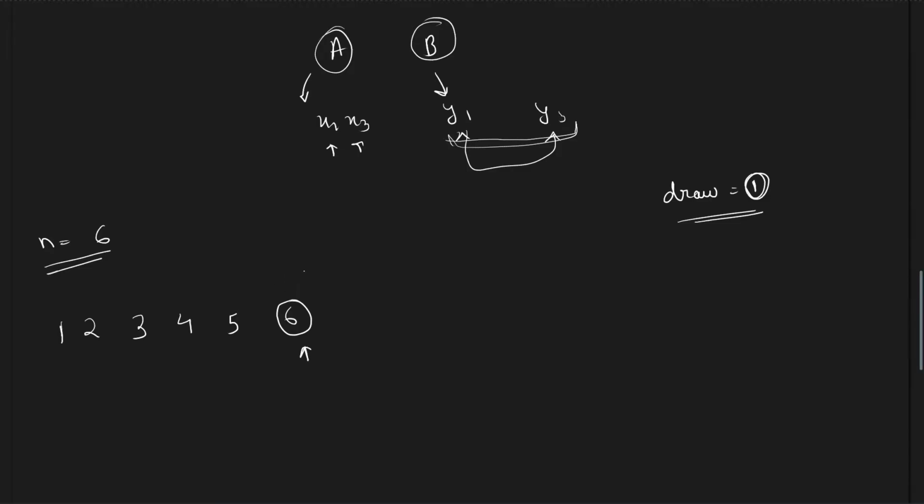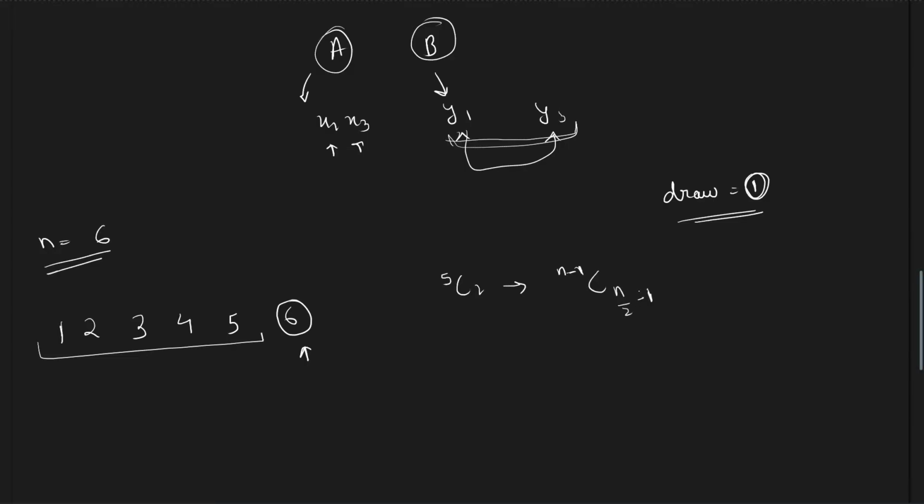So the number of such ways is always equal to, for example, if n is equal to 6, then player A should have n by 2 cards, which is 3 cards. So from these 5 cards, I have to take 2 cards. So it will be 5c2, right? So in any general case, it would be n minus 1 c n by 2 minus 1.